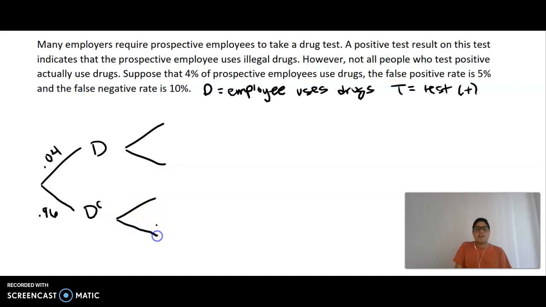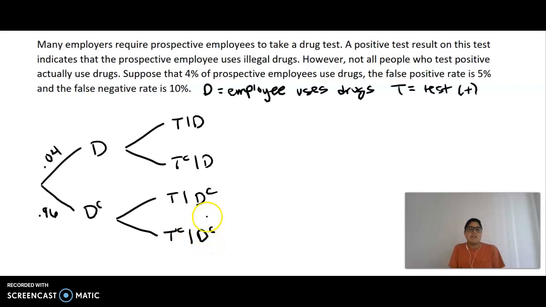So our first case there is that they use drugs. The next one is that they test positive and they use drugs, or they do not test positive and they use drugs. They test positive given that they do not use drugs, or they do not test positive given that they do not use drugs. So each of these is a different pathway. They test positive given they use drugs, or down here, they do not test positive given they do not use drugs.